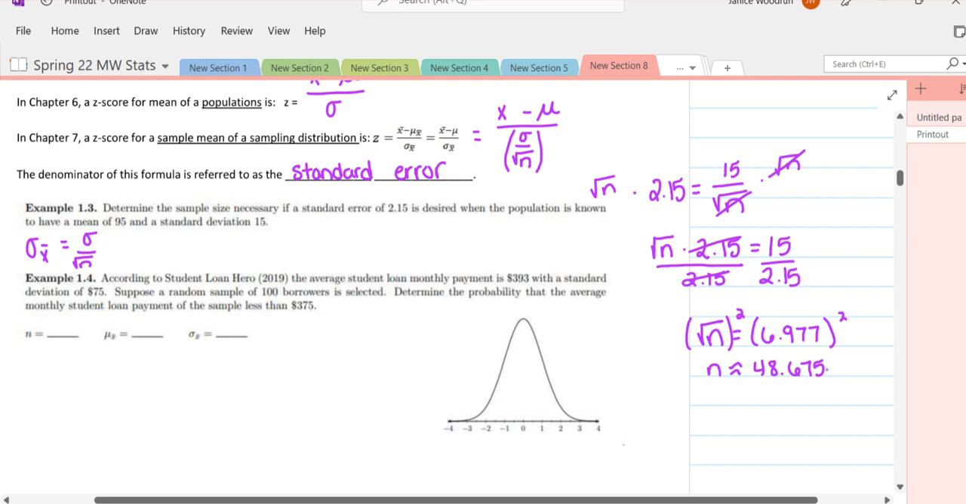Okay, but we need a sample size as a whole number. We need it to at least be 48.675, so we're going to want to round that up to 49. There you're going to always round up, because if you're looking for a sample size, you want at least that value.